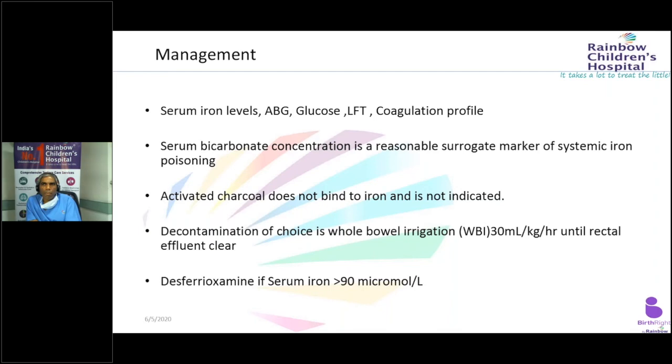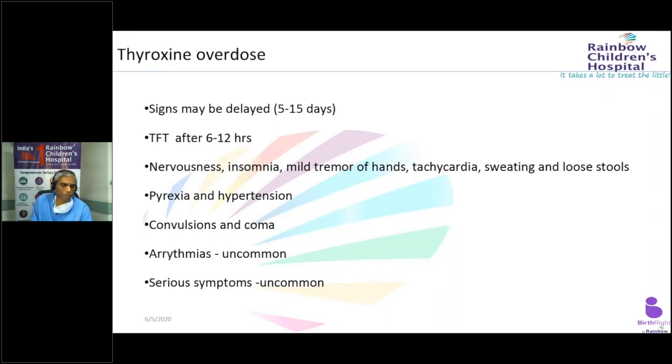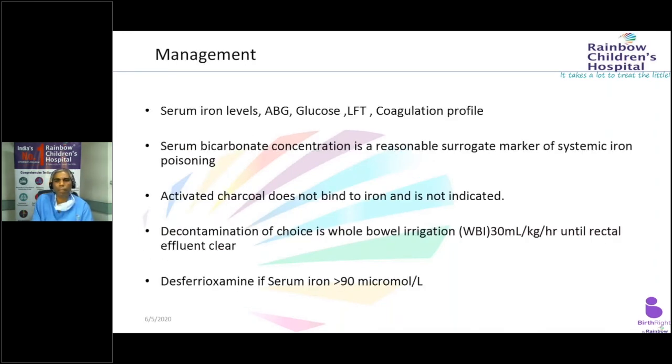In terms of decontamination of the gastrointestinal system, we can use whole bowel irrigation with polyethylene glycol, 30 ml per kg per hour, till the rectal effluent is clear, but usually it takes about 6 to 12 hours to reach that stage. And once we know the serum iron levels, we should start desferrioxamine as an infusion.